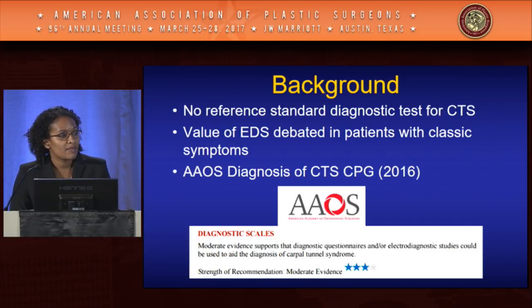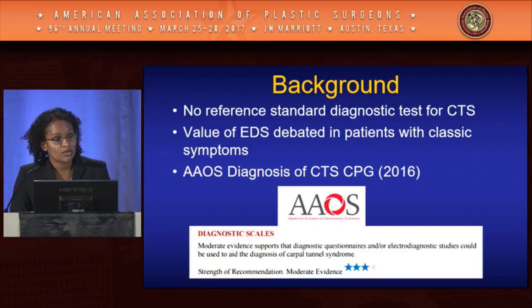Furthermore, the American Academy of Orthopedic Surgeons updated clinical practice guidelines for carpal tunnel syndrome, published last year, removed the recommendation that electrodiagnostic studies be performed in patients being considered for surgery. Instead, now they recommend that either electrodiagnostic studies or clinical diagnostic questionnaires, so using history and exam findings, could be used to aid the diagnosis of carpal tunnel syndrome.